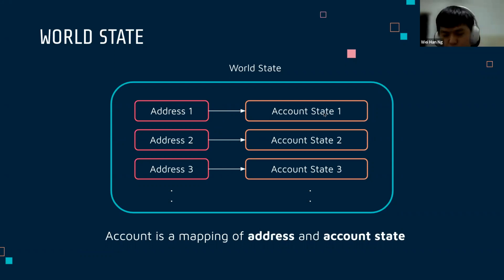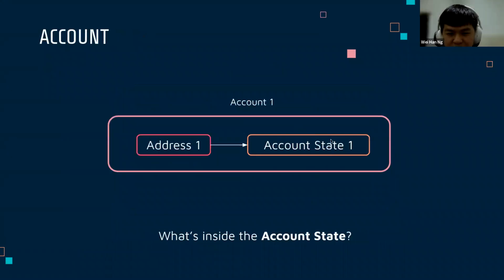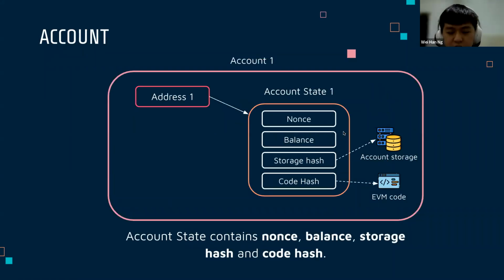The follow-up question you might have is, now that I know what an account is and what the world state is, what is the account state? What is inside it? Inside the account state, there are four things. First is nonce, second is balance, third is storage hash, and the fourth is code hash. This is where things become slightly more technical.